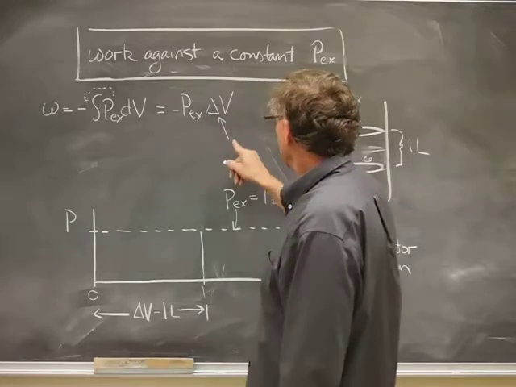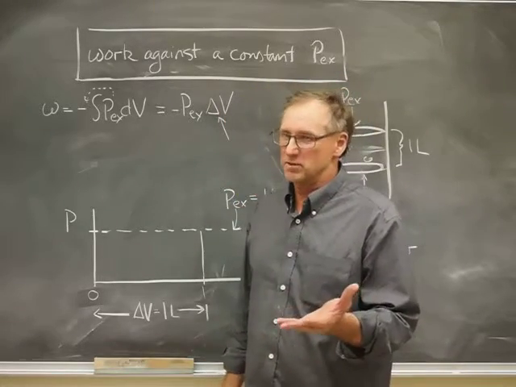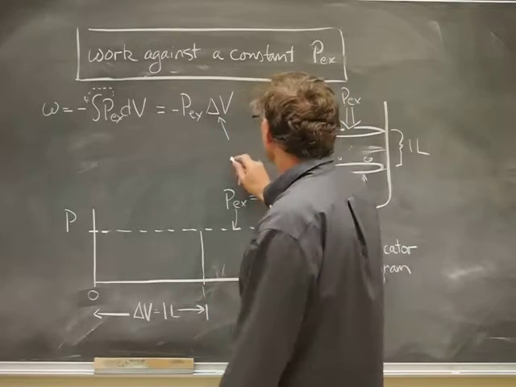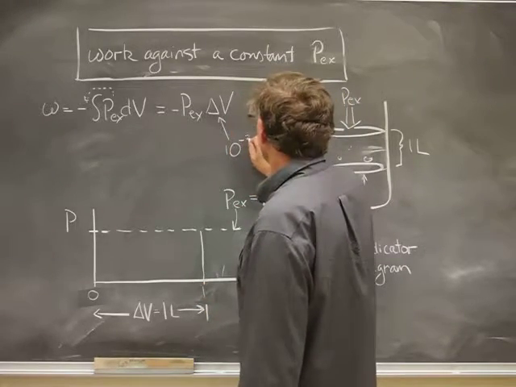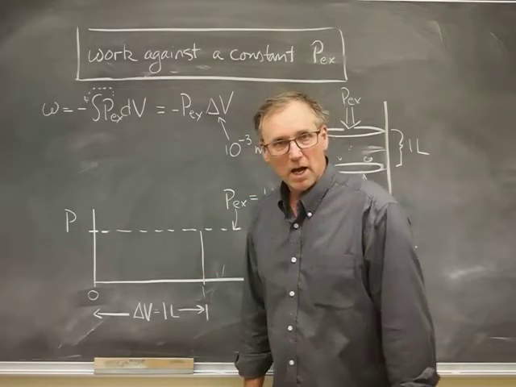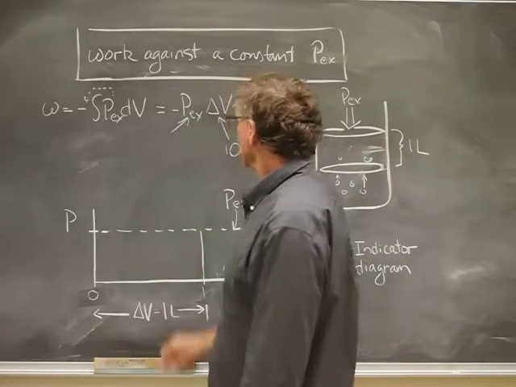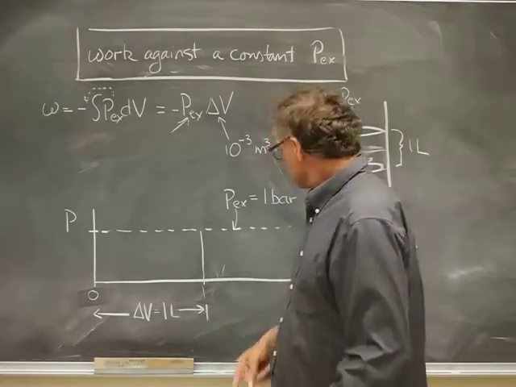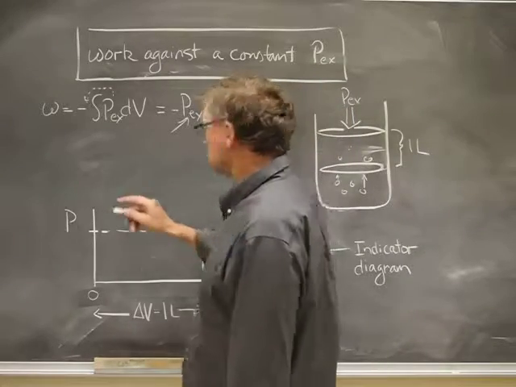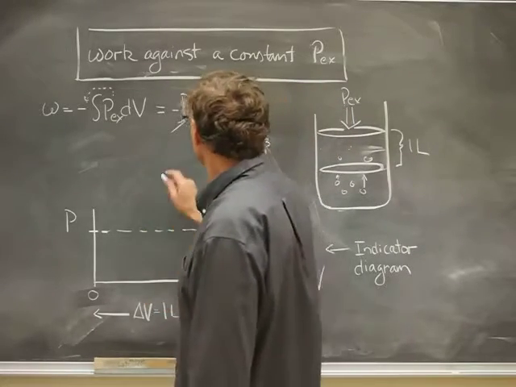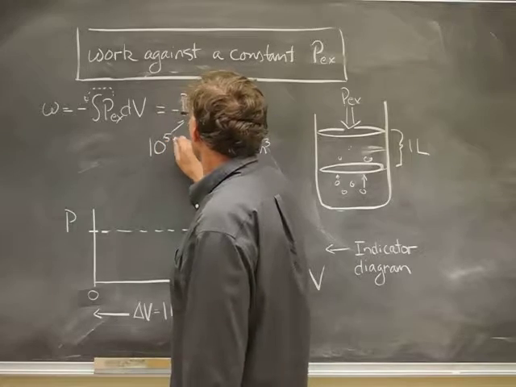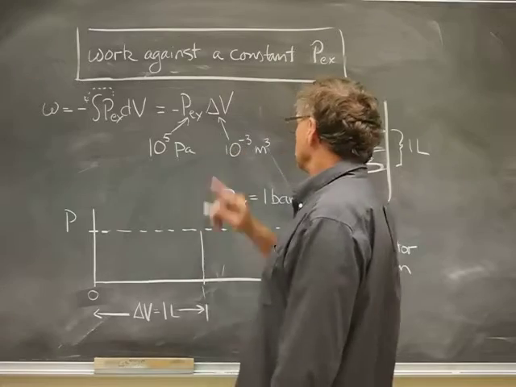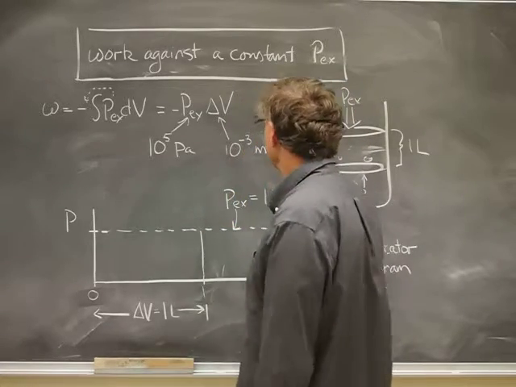So what did we just say? I said that's 1 liter, but if I want to make this into an SI calculation, I would have to convert that into cubic meters, which turns out to be 10 to the minus 3 cubic meters. And what about the external pressure? Well, if it's atmospheric pressure, this would be about, let's say, 1 bar, but in SI units, we should convert that to pascals. So that would be 10 to the 5th pascals. Okay, so I have 10 to the 5th pascals times 10 to the minus 3 cubic meters.